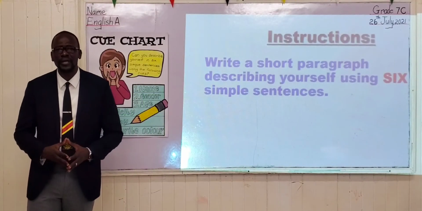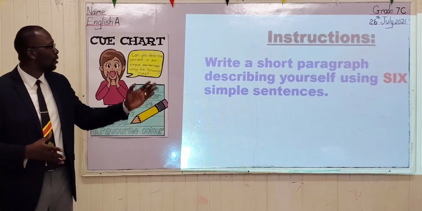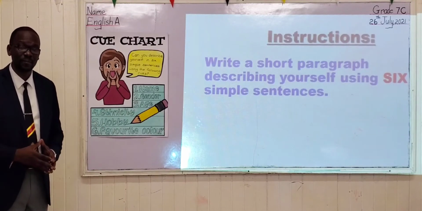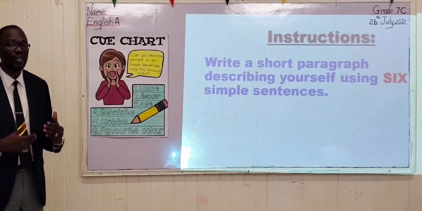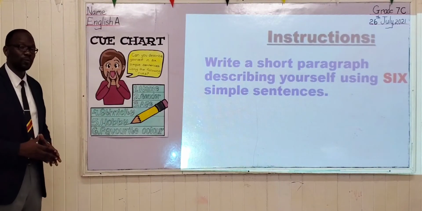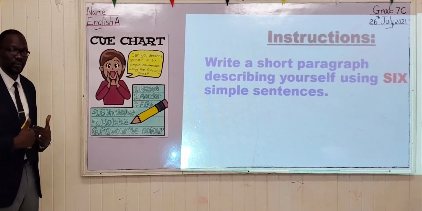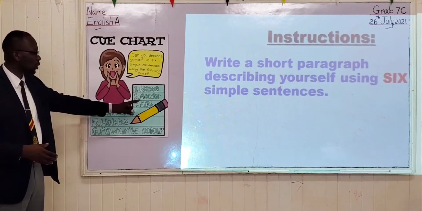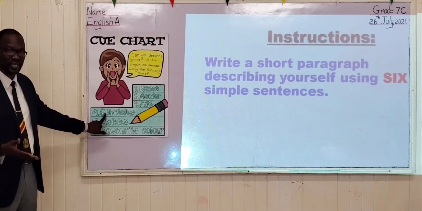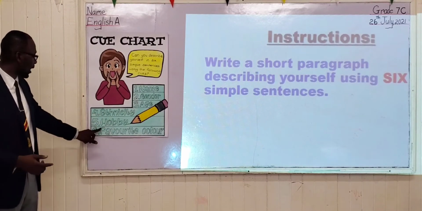So students, with all that we would have learned about the simple sentence, I would like you to take that information and now write a short paragraph describing yourself using 6 simple sentences. And in case you get confused while you are writing or unsure about what to write, I have this cue chart here to direct you and to assist you in writing your 6 simple sentences. So in describing yourself, you're writing out your name, your gender, your age, your ethnicity, whether you are East Indian, Afro-Guyanese, etc., your hobby, something that you like to do, and your favorite color.